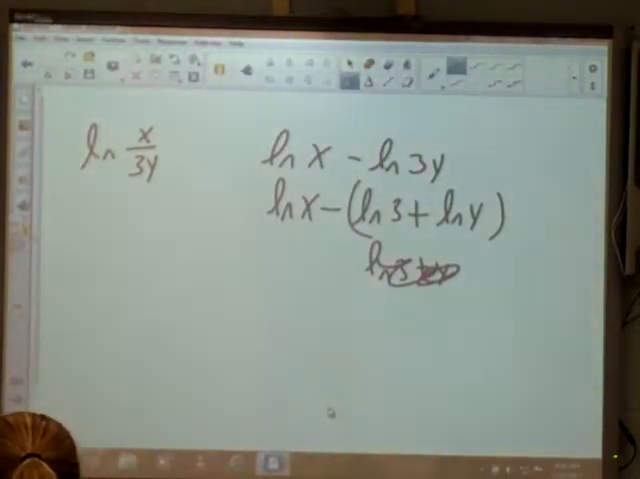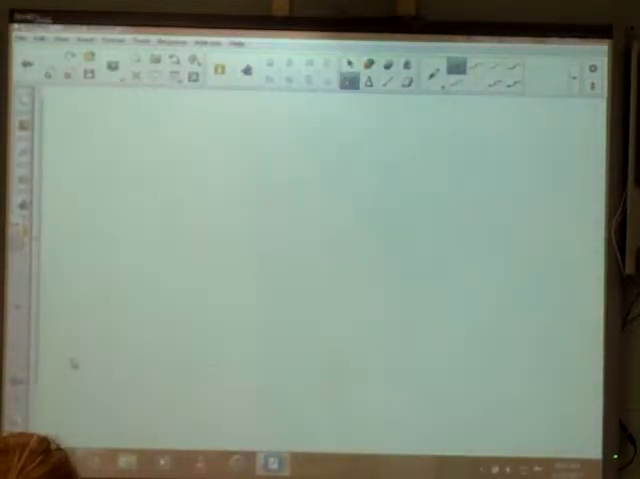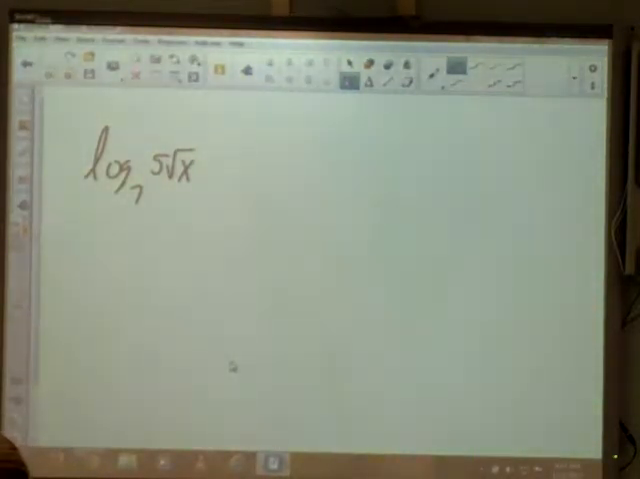All right, now let's look at, where'd that go, there it is. Log base 7 of 5 square root of x. Okay. Now, it looks at first glance like there's only one property there. There's two, because there's one in disguise. Don't panic if you don't see the one in disguise yet. I'm going to help you find it in a second.